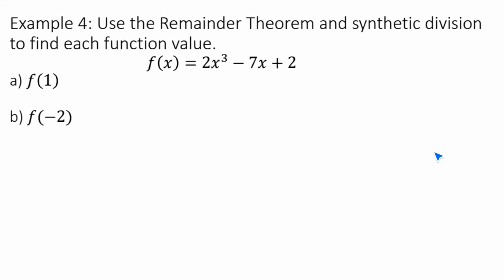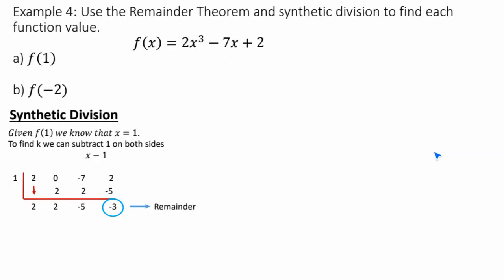So let's go ahead and look at an example using our remainder theorem to find our function value. It says use the remainder theorem and take the division to find each function value. The function that they're giving us is 2x to the third minus 7x plus 2, and what they want us to do is evaluate this at f of 1. Remember, we're going to plug this value 1 into our function everywhere we see x. So let's go ahead and do this first example A.